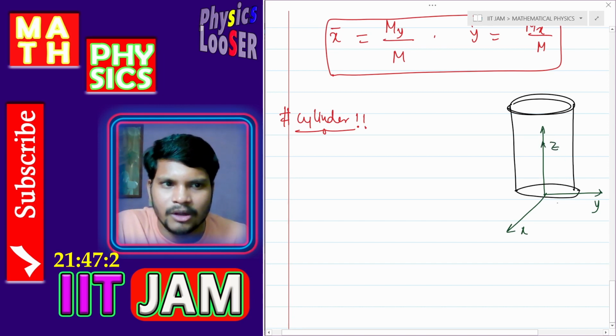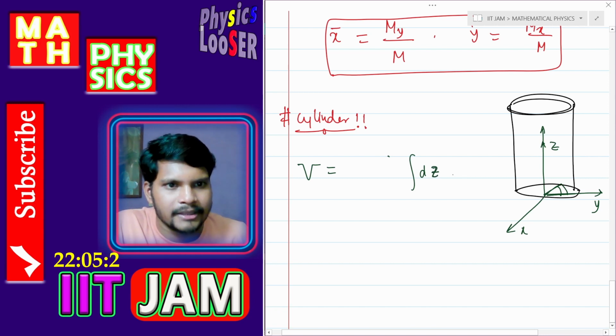So how can we find it out? What we can do is take two things. For an example, because the cylinder is 3-dimensional, I am choosing two things because the volume can be found by first doing dz, and then dy, and then dx.